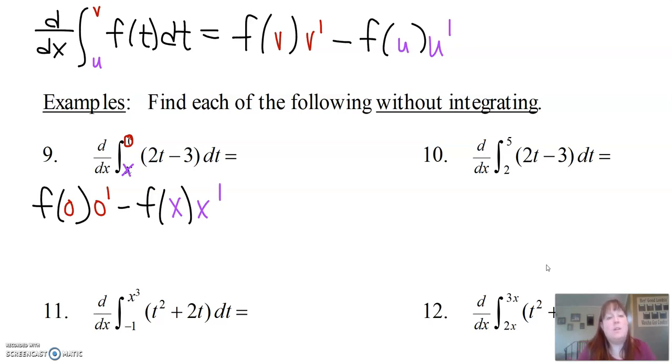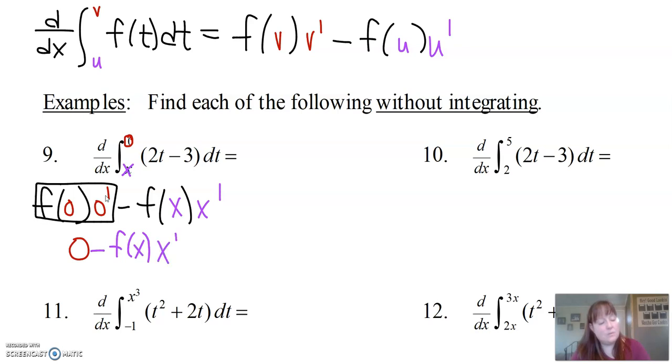Okay, so let's think about this. 0 is a constant, right? And this just said take the derivative of 0. What's the derivative of 0? It's 0, right? So if the derivative of a constant is 0, then this entire piece right here becomes 0. Okay, and then we have minus f of x times x prime left.